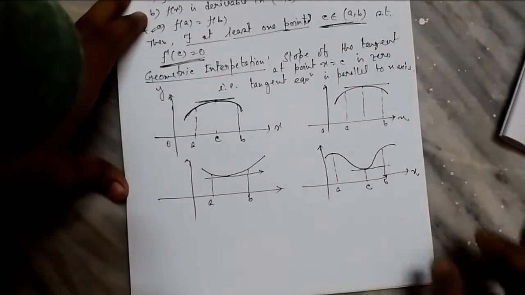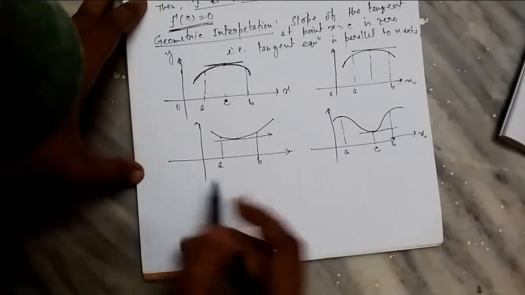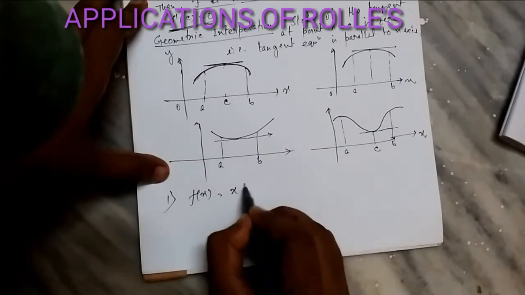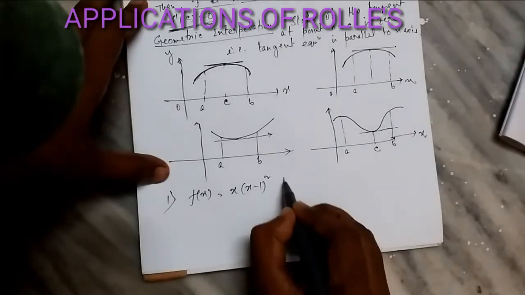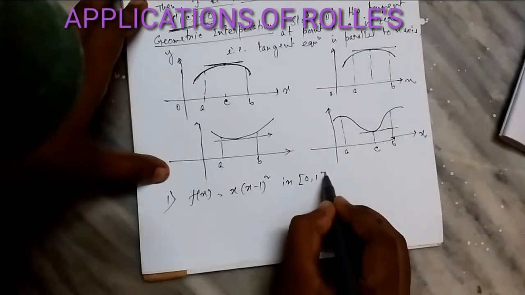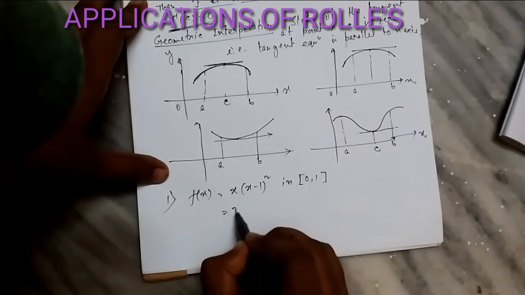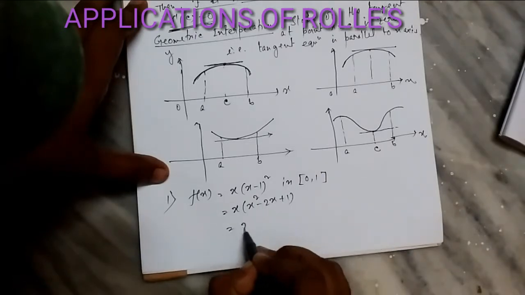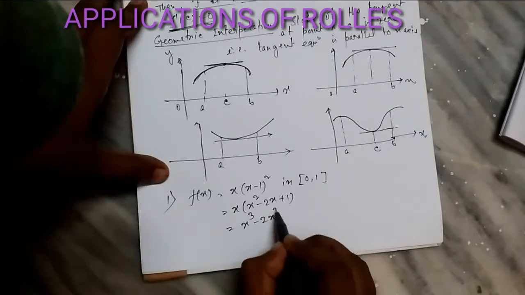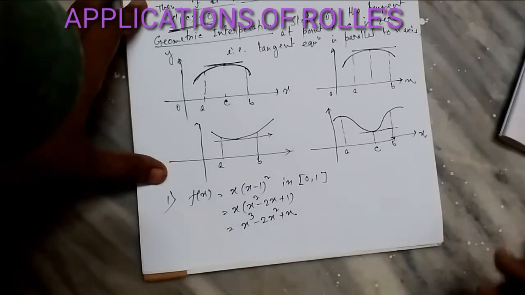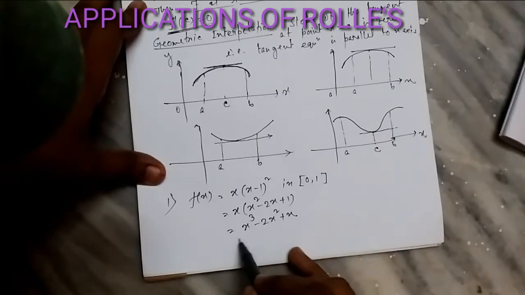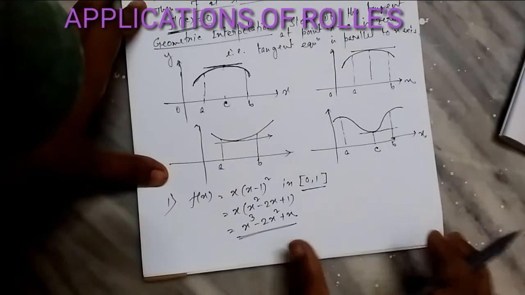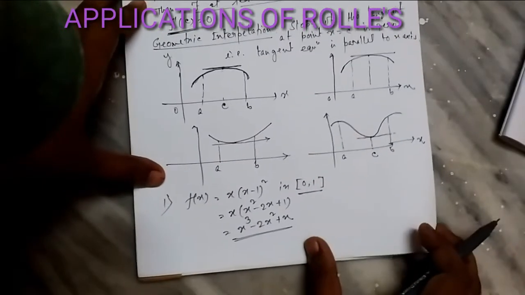Now we will see its application. Let us take an example: f of x equal to x into x minus 1 whole square in the closed interval 0 to 1. If we simplify this, it will be x into x square minus 2x plus 1, that is x cube minus 2x square plus x. We know every polynomial function is continuous on the whole real line. Again, a polynomial function is also derivable.